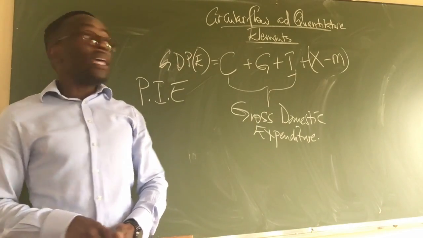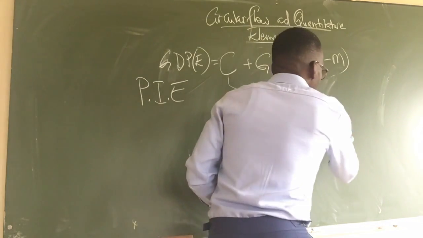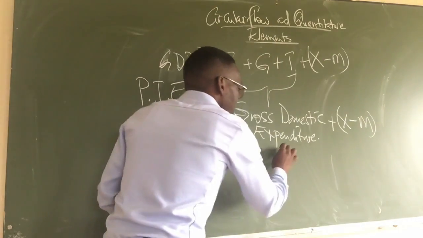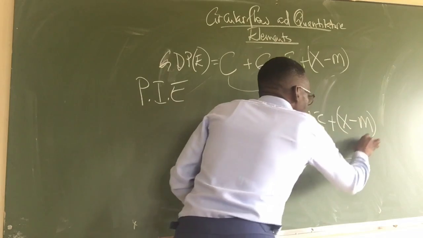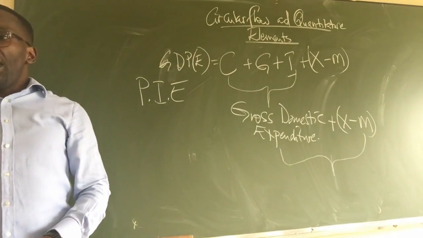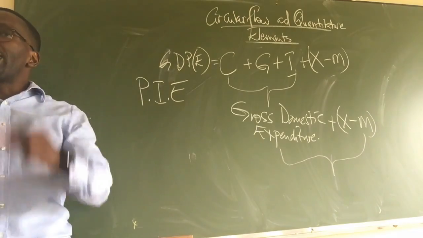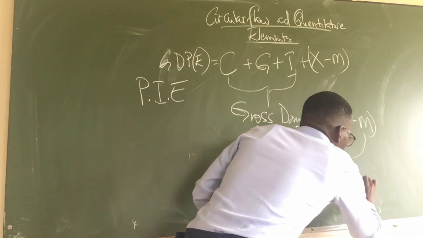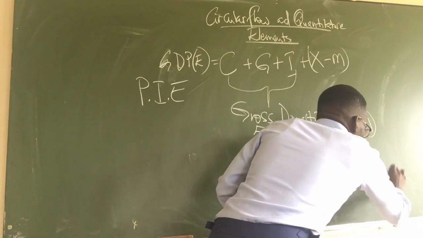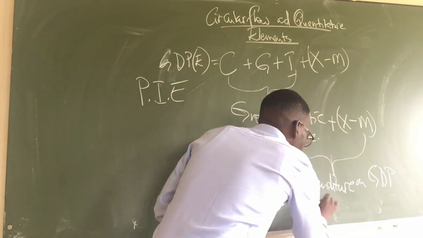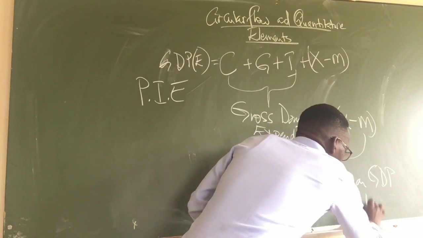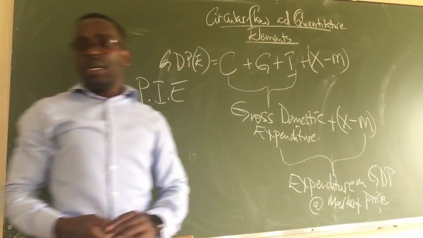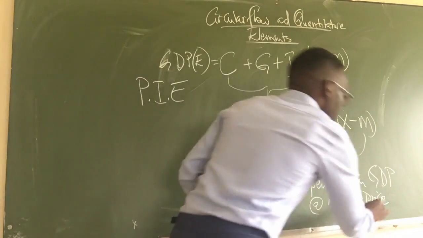Are we together? And then the answer that you get when you add the X less the M is what is called expenditure on GDP at market prices. Expenditure on GDP at market price, or prices.